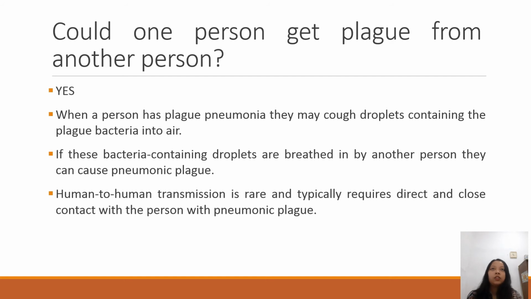If you ask, could one person get plague from another person? The answer is yes. Because when a person has plague pneumonia, they may cough droplets containing the plague bacteria into the air. If these bacteria-containing droplets are breathed in by another person, they can cause pneumonic plague. Human-to-human transmission is rare and typically requires direct and close contact with the person with pneumonic plague.